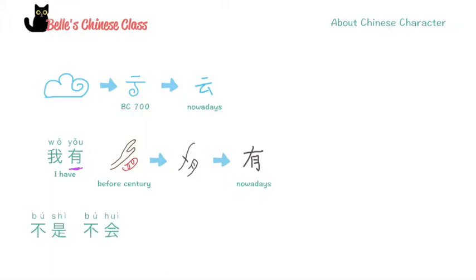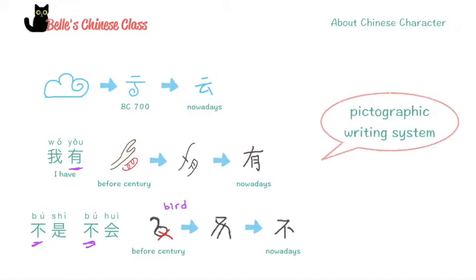Let's look at another character we learned previously also. 不, we learned 不是, 不会 as the negative meaning of "no." So why is it written like this? That's because our primitive ancestors first used the negative meaning to describe a bird that cannot fly. So they drew a bird with a cross to represent incapability of doing something. As time goes by, this character was simplified to this and broadened to all negative meanings. So as you can see, these are all examples of how the pictographic writing system works.